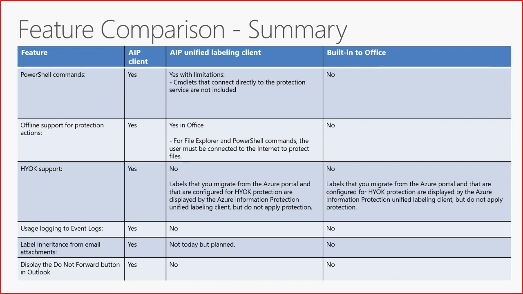And the event logs, in AIP today, we store the events in the event logs and we send them to central reporting. For unified labeling, we don't put them into the Windows event logs. Let's pause there and move on.